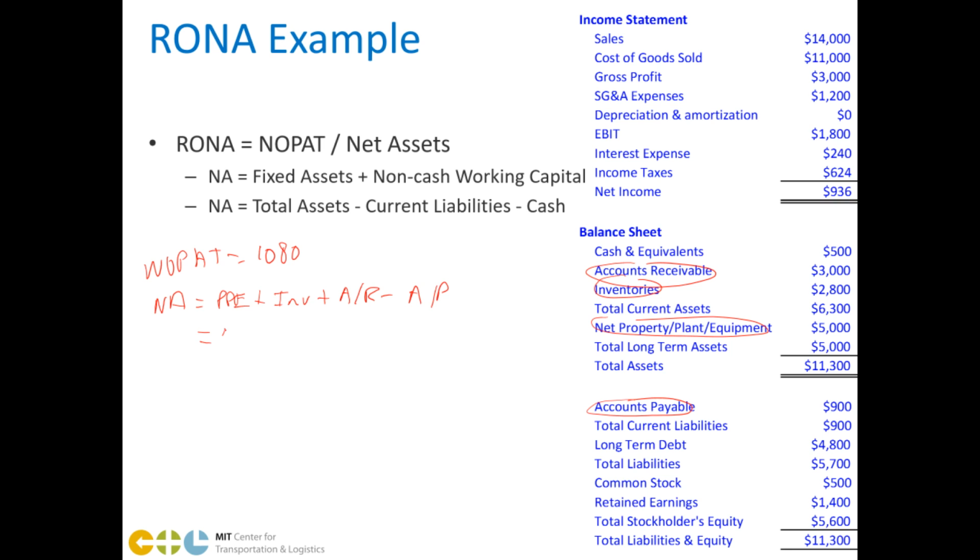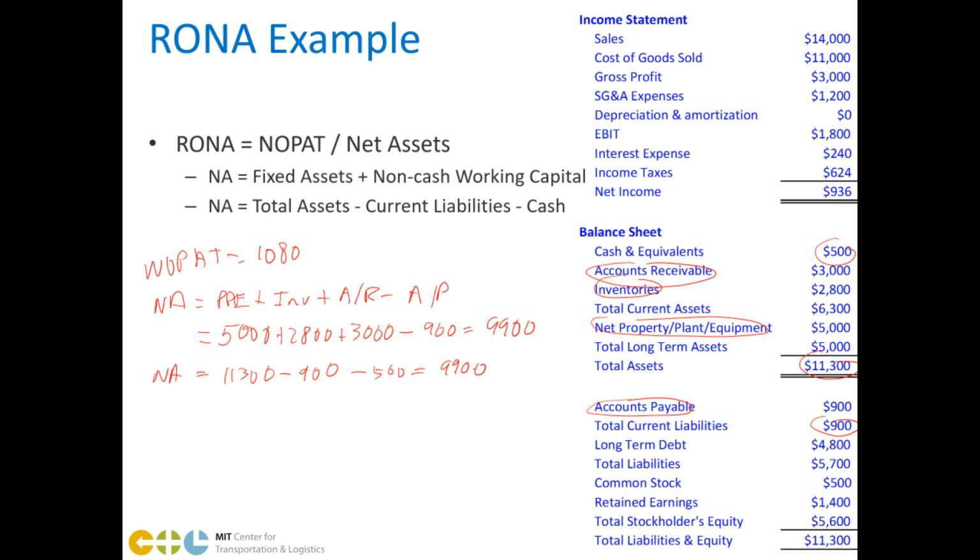So that's going to be equal to 5,000 plus 2,800 plus 3,000 in accounts receivable minus the 900 of accounts payable, which gives us a number of 9,900. Now if we calculate that with the other formula, net assets equals the total assets, which is down here, 11,300, minus current liabilities, which would be this 900 here, minus cash, which is up here, it gives us the same amount of 9,900.